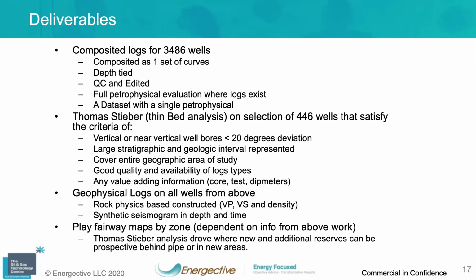We have one set of curves. They're depth tied, they're casing corrected, they're QC'd and edited. They have full petrophysical evaluation where the logs existed. And we have a data set with a single petrophysical analysis. We have Thomas Steiber on selected 446, and we'll tell you why we only use that many. That criteria was Thomas Steiber is looking for where the deep resistivity curves have oversampled or did not have the resolution to see thin beds. So it's a process for that.